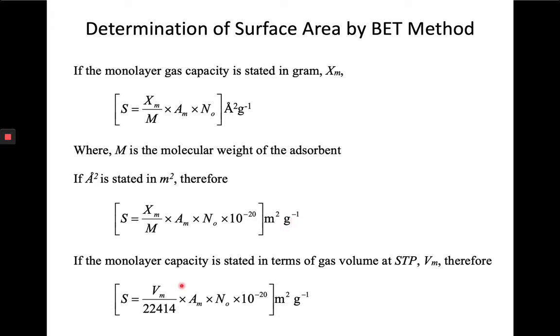Okay, if the monolayer capacity is stated in terms of gas volume at STP, Vm, therefore S equals Vm over 22414 times Am times N naught times 10 to the power of minus 20.